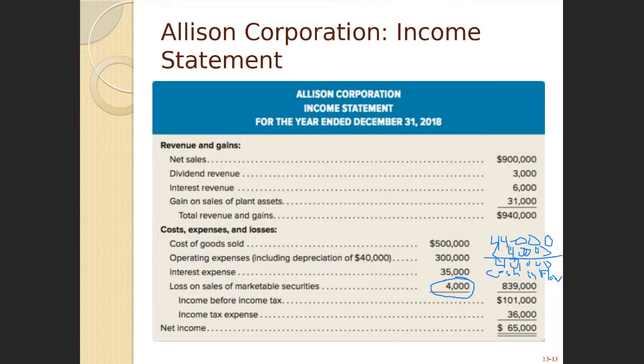Just as a reminder, I said that any gains or losses on the sale of plant assets are considered in the investing section also. When we go to the next step, we see that gain on the sale of plant assets, and we are going to revisit that in a minute. So where did the $44,000 come from? From the additional information section. The additional information section told us that the credit to the marketable securities account equaled $44,000.